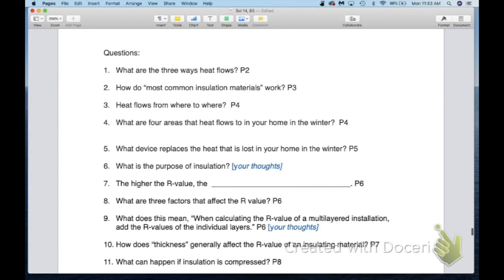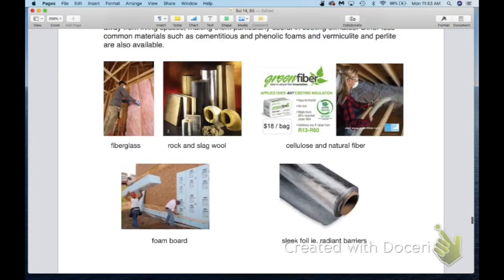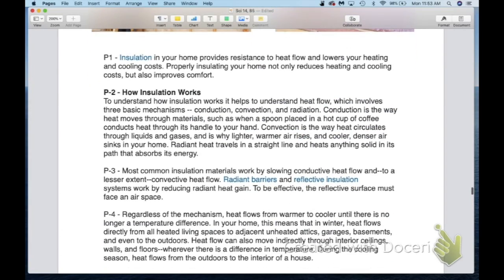Okay, so you're going to see some questions. So let's just look at the first one. What are 3 ways that heat flows? And it has this P2. That means you go back to paragraph 2 to find the answer. So I'll go back to P2. Here's P2. And it involves 3 basic ways: conduction, convection, radiation. I think you guys probably already knew that answer because we've talked about it before. So you'd go write that answer down.